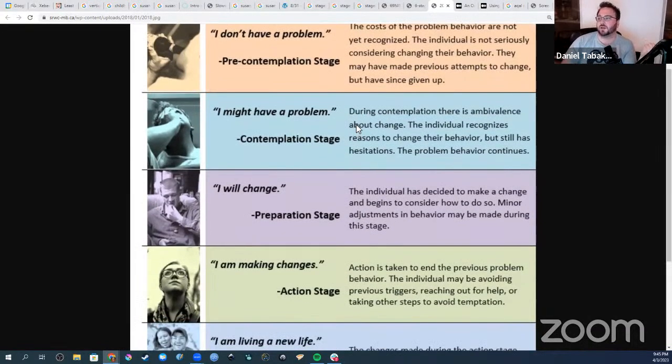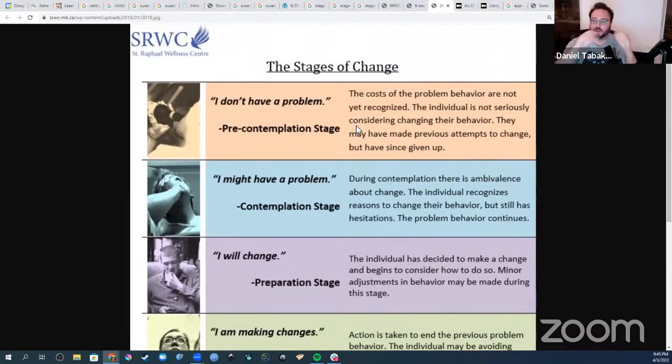So the first one is pre-contemplative. That's where people start, right? It's before actually people start. So it's, I don't have a problem.